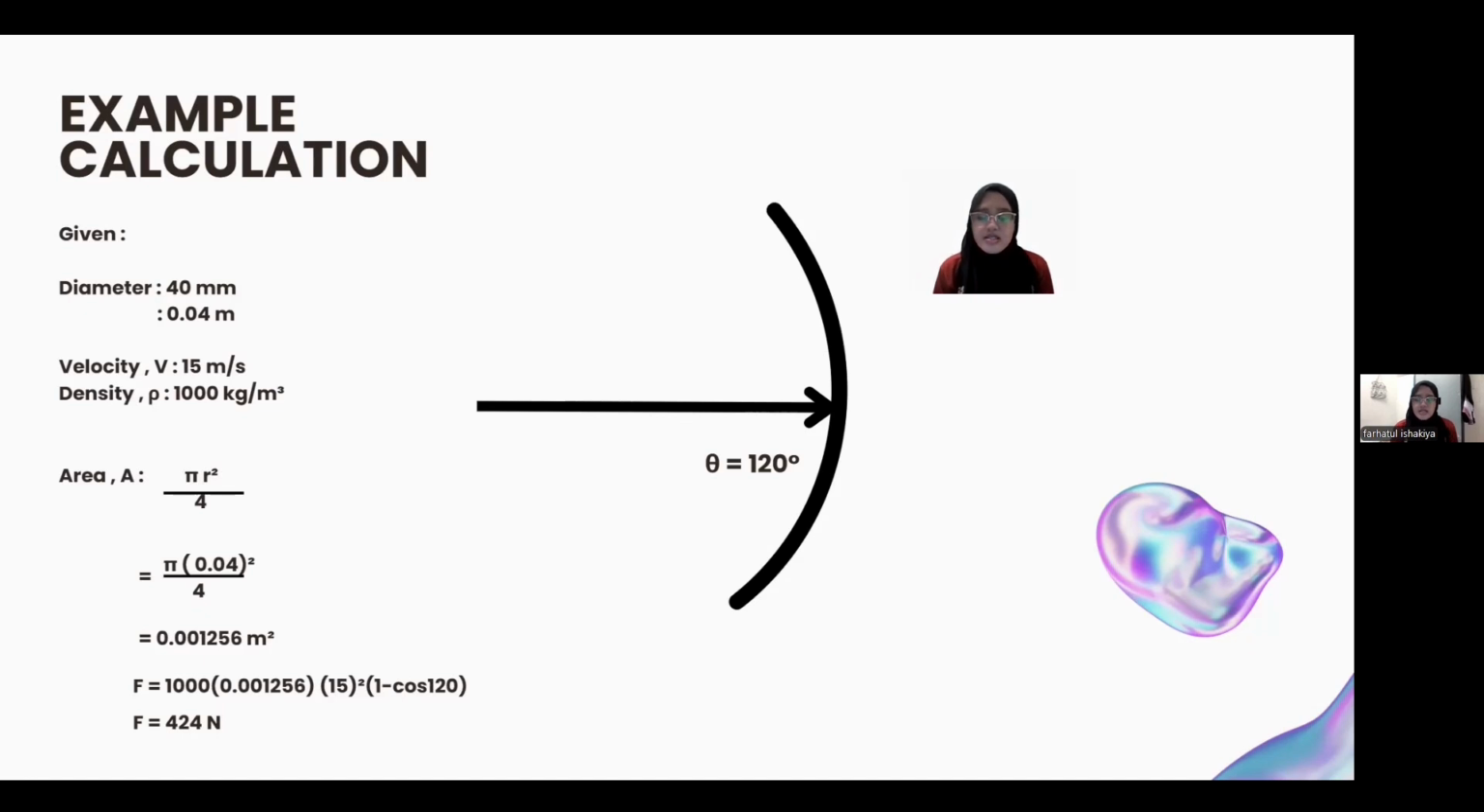The formula that we use in force exerted on inclined plates is Fn equal to rho A V square sine theta.